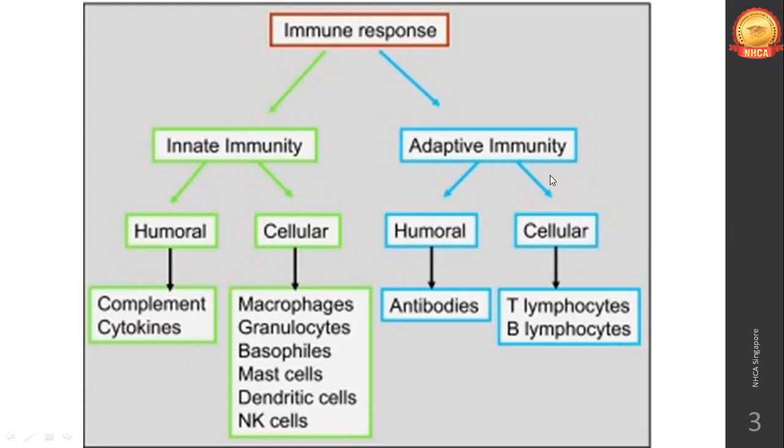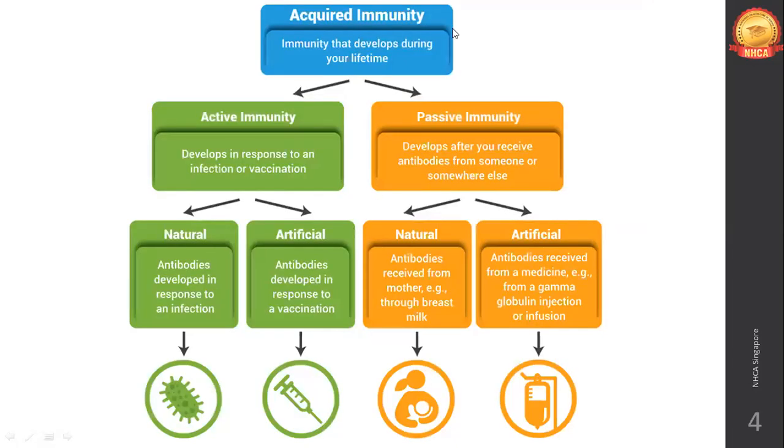In adaptive immunity, adaptive or acquired immunity, both are the same. It is immunity that develops during your lifetime. Even under that, you have active immunity and passive immunity. Active immunity develops in response to infection or vaccination.